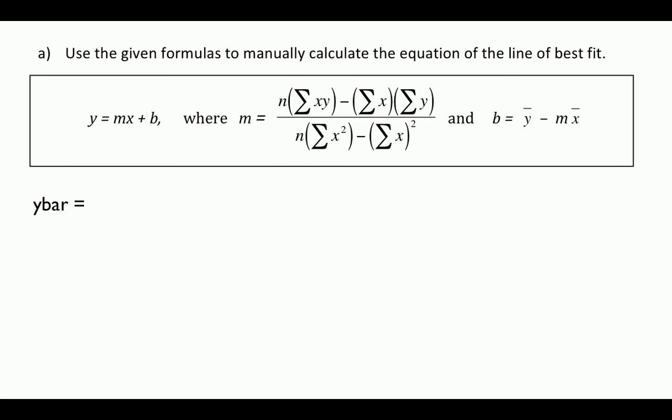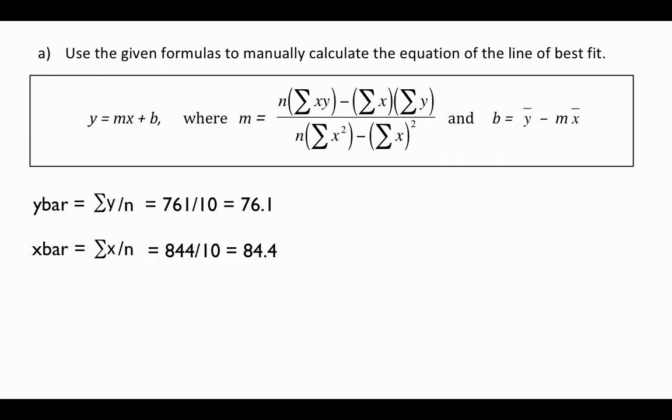Just like we did before, we can bring in the data from the columns that we've just constructed. First, let's do our averages. Y bar is the sum of y divided by n. So 761 was the total. There's 10 students, 76.1. X bar is the sum of x divided by n, which is 844 divided by 10, which is 84.4. And then m, which is the slope.